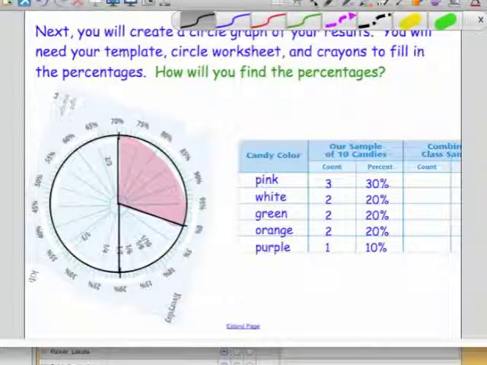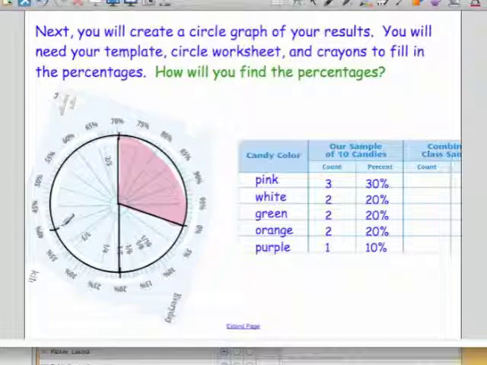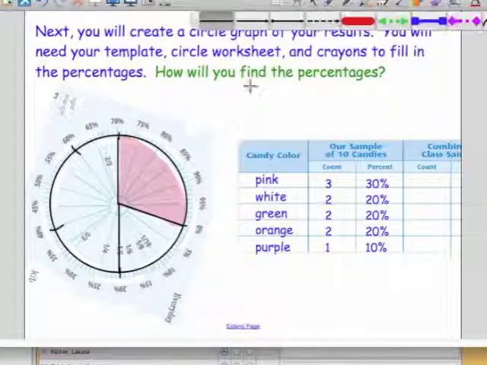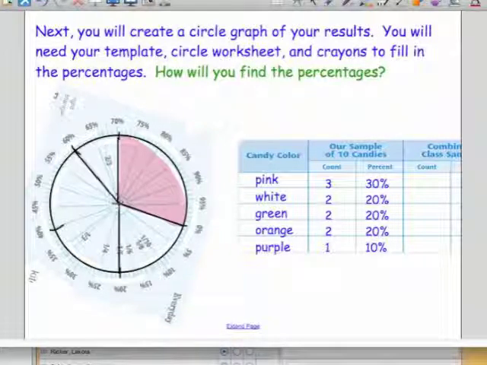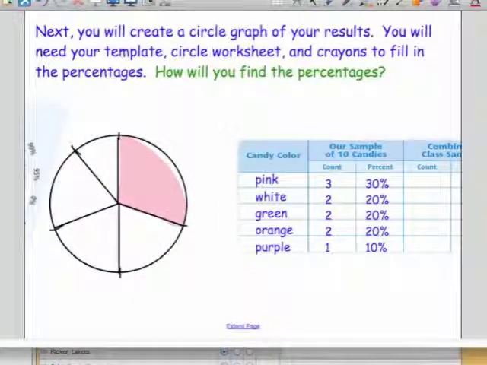So I'm going to think, okay, I had 0 to 20. So if I started at 20 and I added another 20, I'm going to go to 40%. Then my next one will be 20% again, so 40 to 60. And my last little section, 60 to 70, is that 10. So once again, I'm going to connect the lines. So I can move my template out of the way now. I'm going to finish coloring these in.